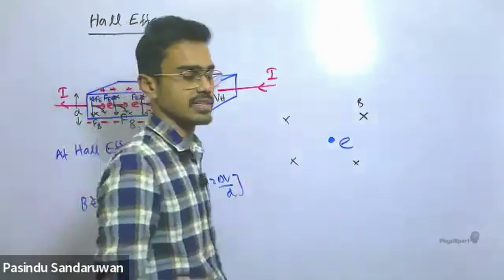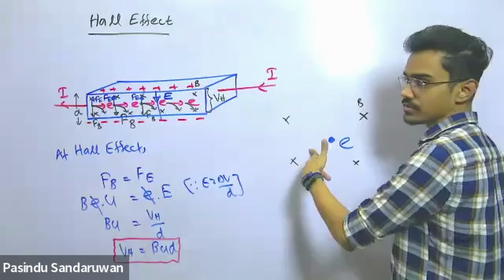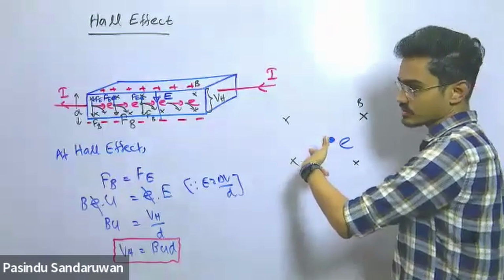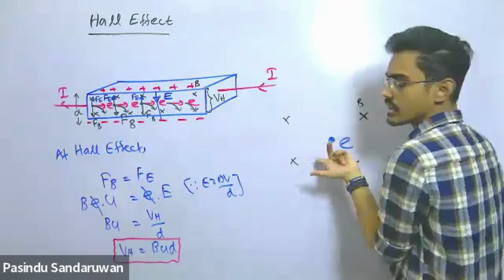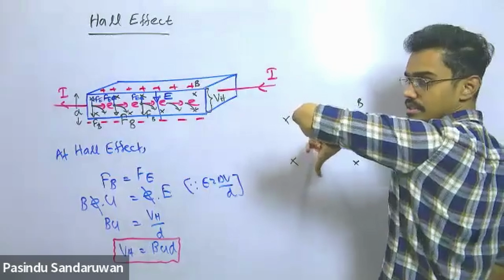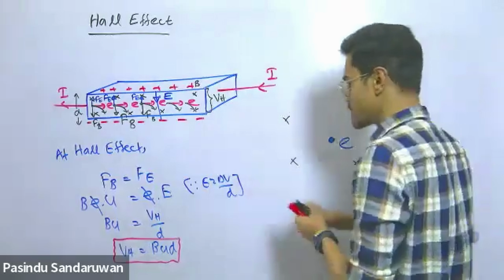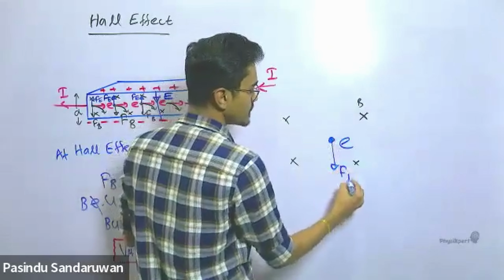This exerts a force. Force is given by Fleming's left-hand rule. The direction of B is cross, and the direction of current is opposite to the direction of motion of the negative charge. The direction of current is this. Then the direction of force is downwards. That is the force I referred to as FB, the force due to the magnetic field.